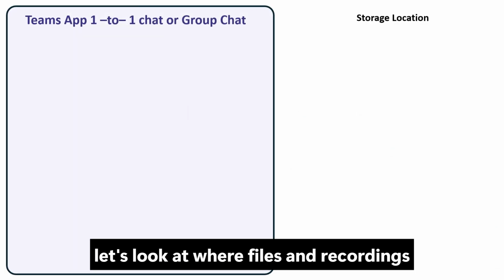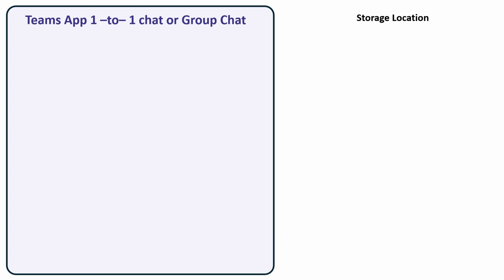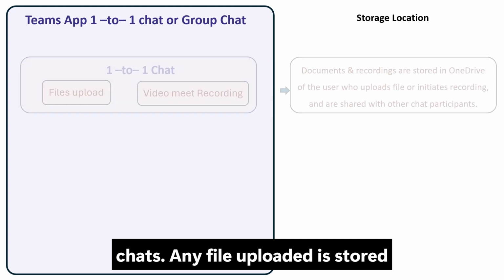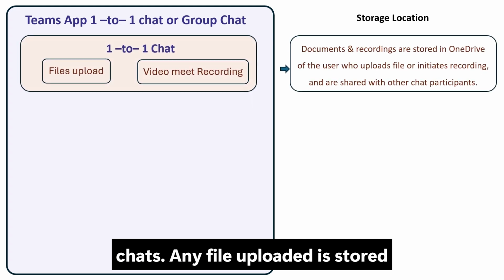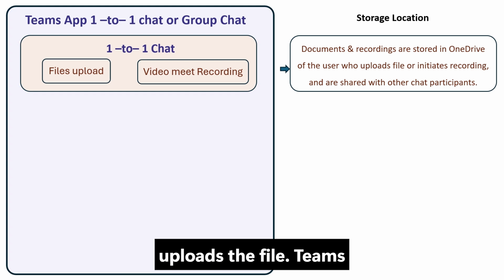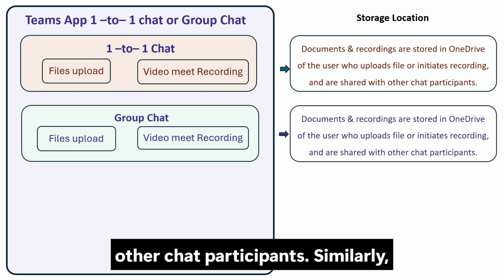Let's look at where files and recordings are stored in Microsoft Teams chat. For both one-to-one chats and group chats, any file uploaded is stored in the OneDrive of the person who uploads the file. Teams automatically shares the files with the other chat participants.